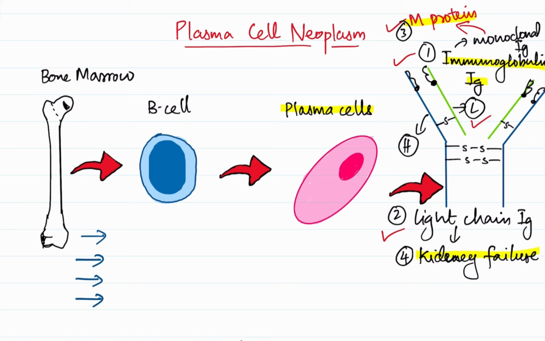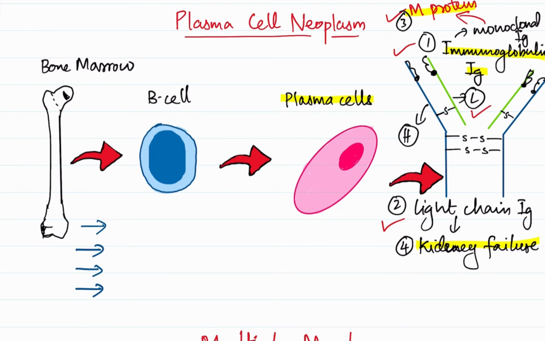Now, what are the types of plasma cell neoplasms? We'll just learn the examples. One, we have the multiple myeloma, which we are going to discuss in this video in detail. And then we have the MGUS, that is the monoclonal gammopathy of undetermined significance. What it basically means is that these M components or M proteins are produced at a moderate level. So it's not multiple myeloma, but it has a potential to transform into multiple myeloma.